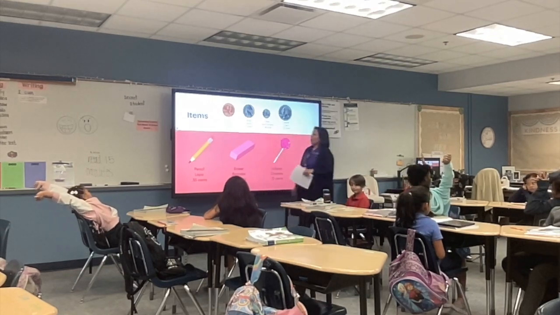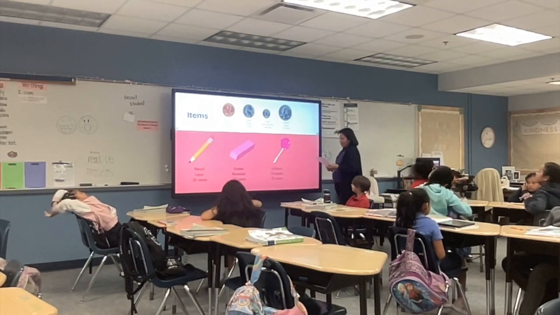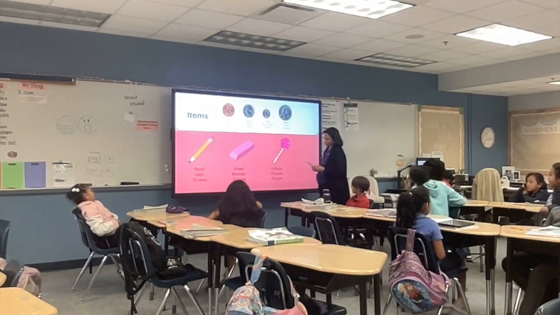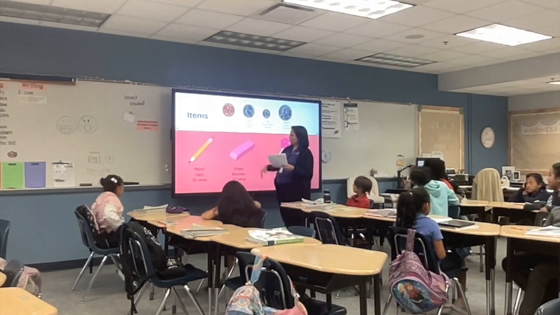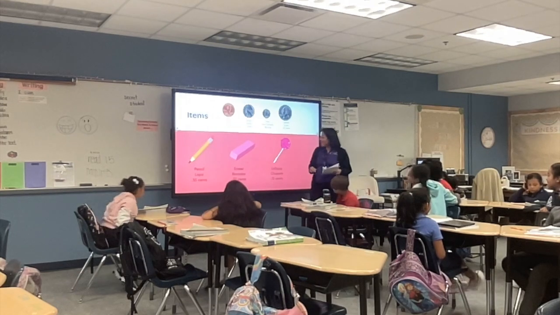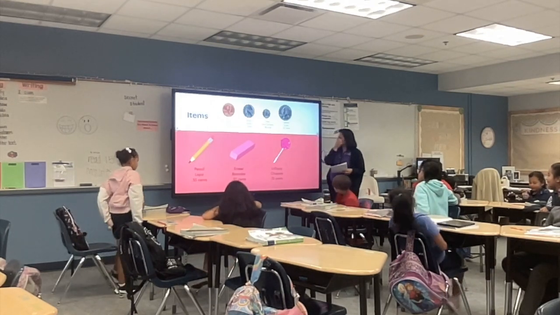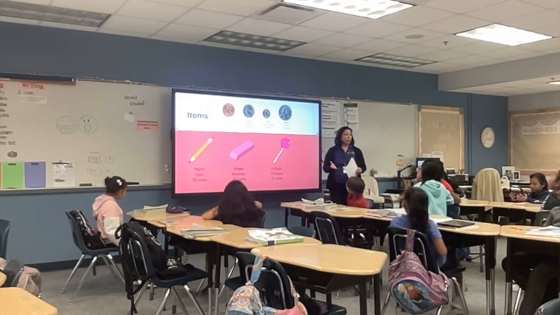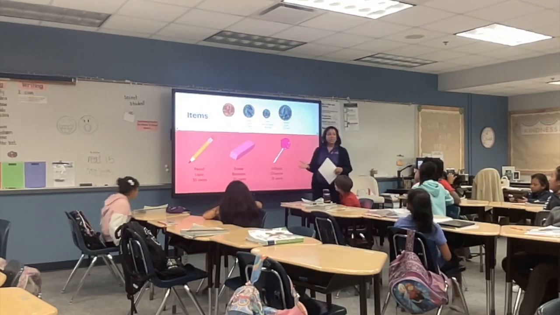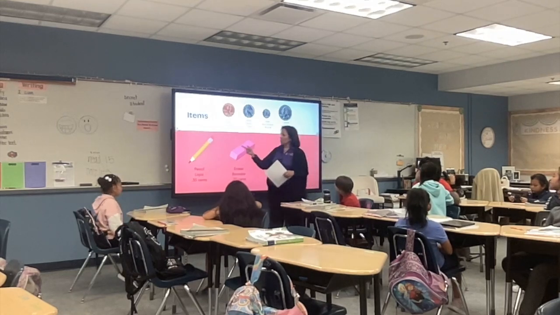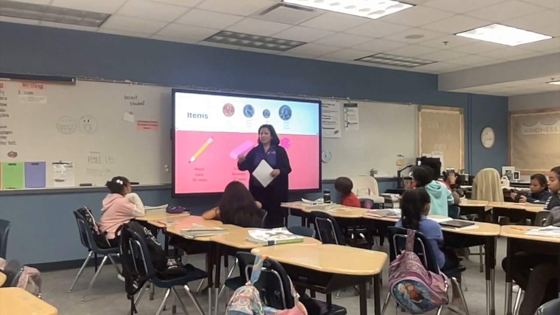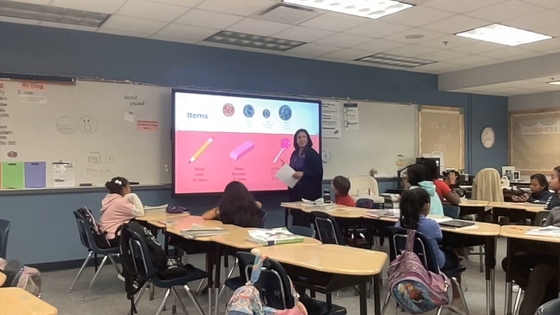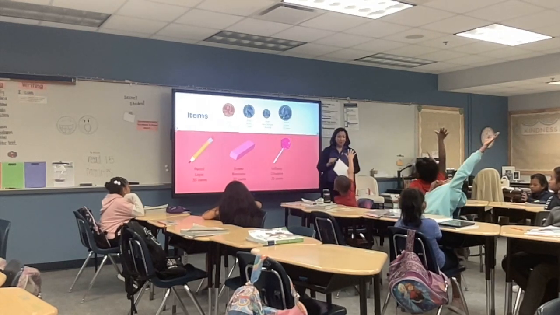Very good. All right, so here are some items I have here on the board. We have a pencil, an eraser, and a lollipop. I need help to figure out what coins I'm going to use to purchase these items. So first let's do the pencil. The pencil is 35 cents. By raise of hand, who would like to help me figure out what coins I'm going to use?